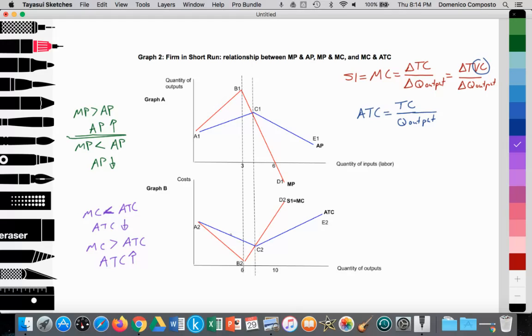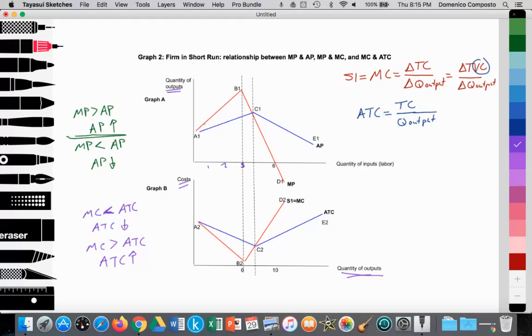So why is it that when the MP is rising, the costs of production are falling? First, let's pay attention to graph B, where we're measuring quantities of outputs on the x-axis. So we're taking our outputs from here and now plotting them on the x-axis of graph B. And on the y-axis, we're looking at the costs of production. Let's remember that when we analyzed graph A in the previous video, we're adding the first, the second, and then the third worker to our coffee shop.